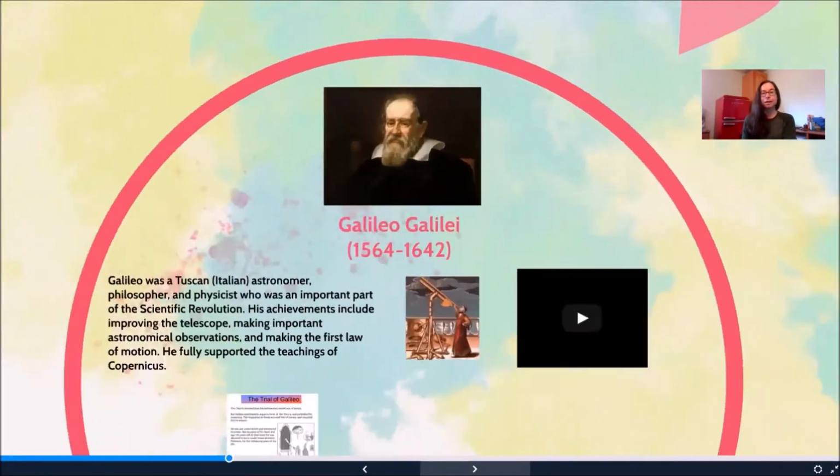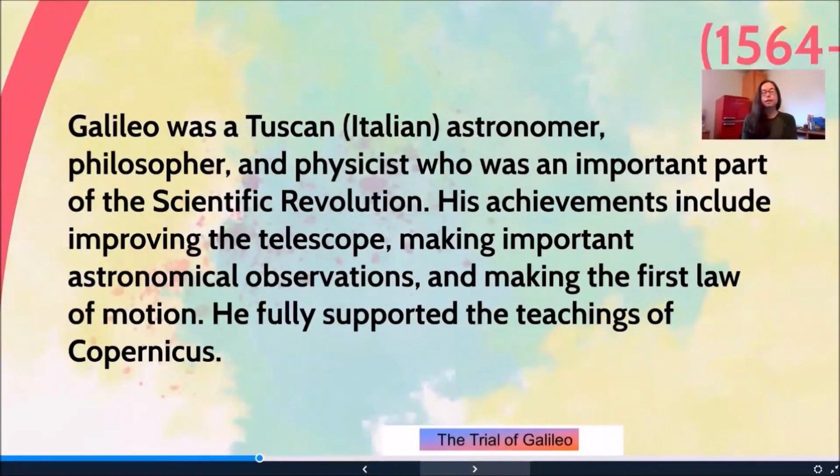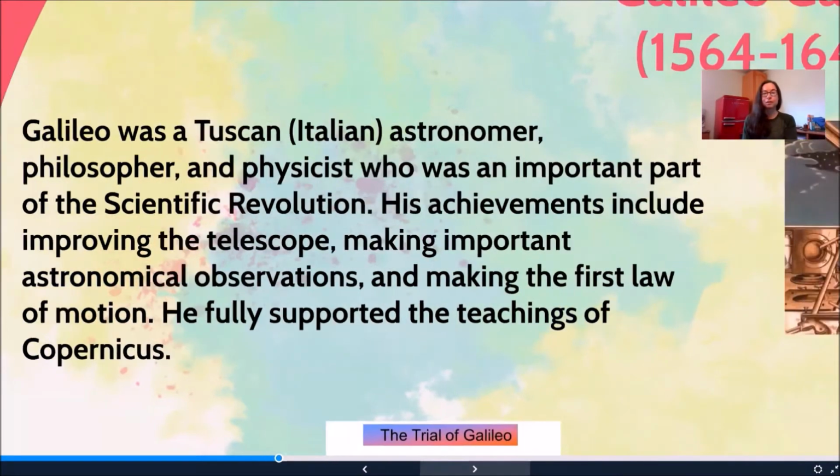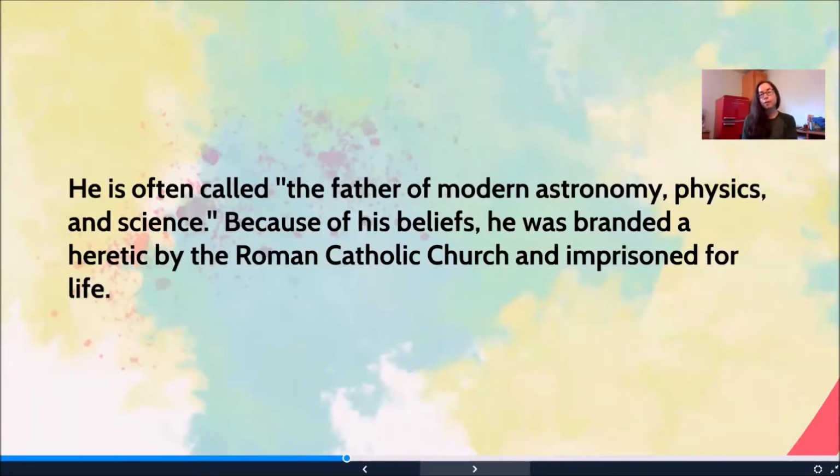We have Galileo Galilei, who lived from 1564 to 1642. He was an Italian astronomer who was an important part of the scientific revolution. He made the telescope, made some of those first astronomical observations, and made the first law of motion. He fully supported the teachings of Copernicus. He's often called the father of modern astronomy, physics, and science.